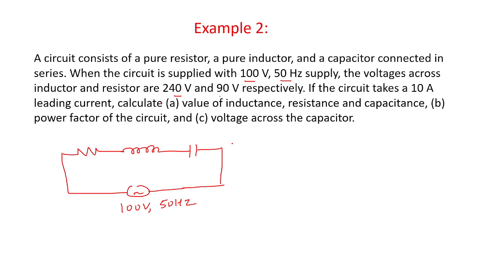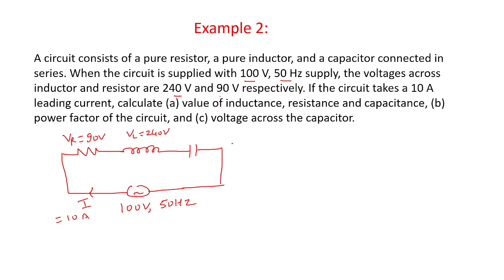The voltage across the inductor is given as 240 volts, so VL is 240 volt, and the voltage across the resistor, VR, is 90 volt. The circuit takes 10 ampere leading current. Calculate the values of inductance, resistance, and capacitance.